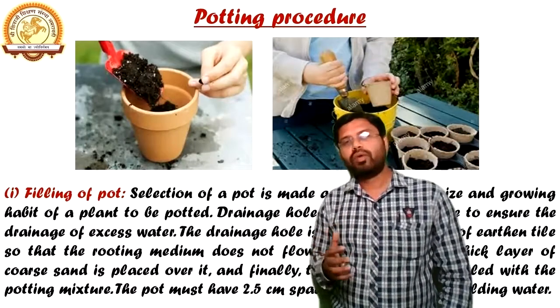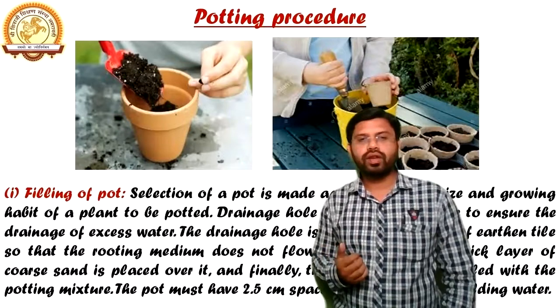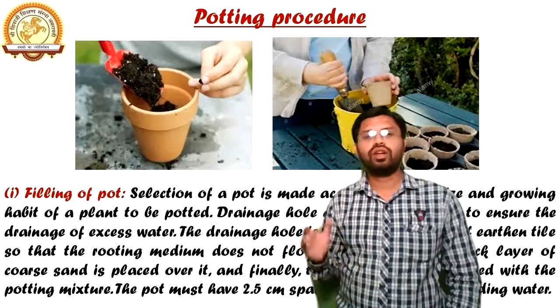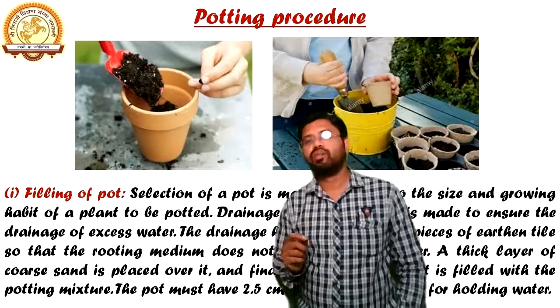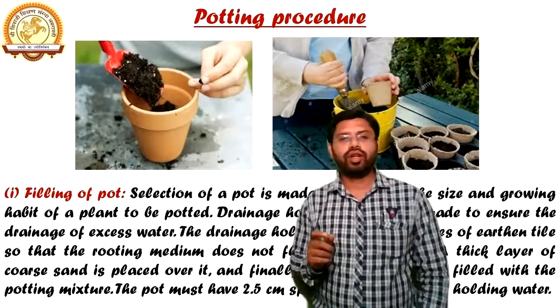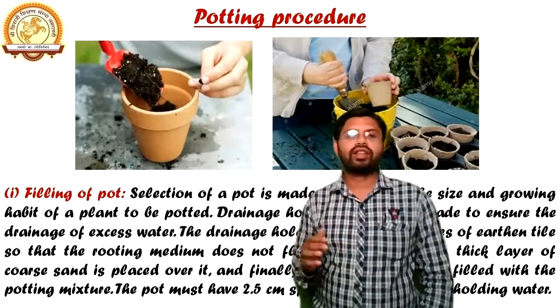In various types of pots, there are already drainage holes, which ensure that when there is excess water, it will get out through this particular hole. This drainage hole is very important, as it is the part of the pot which allows it to drain out all the excess water.